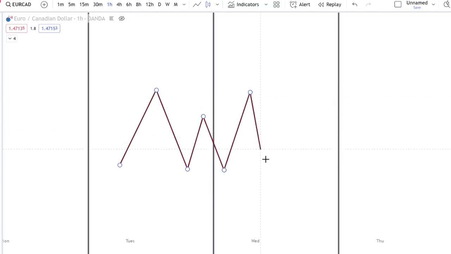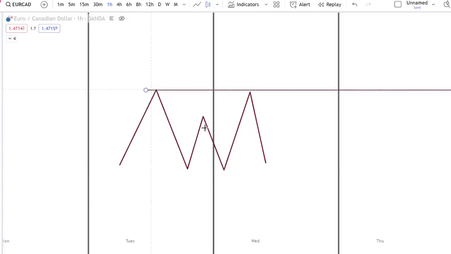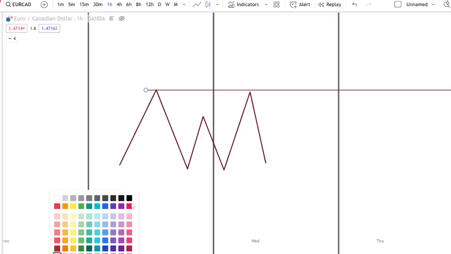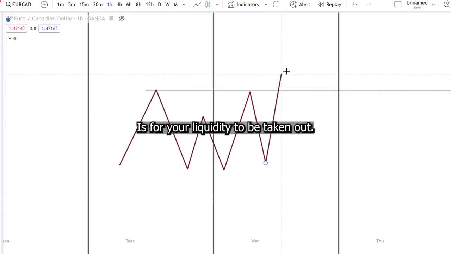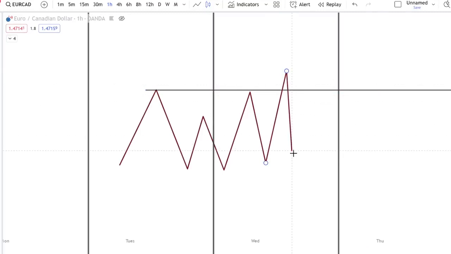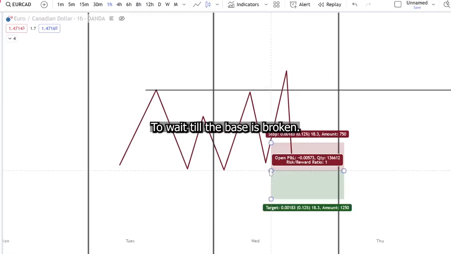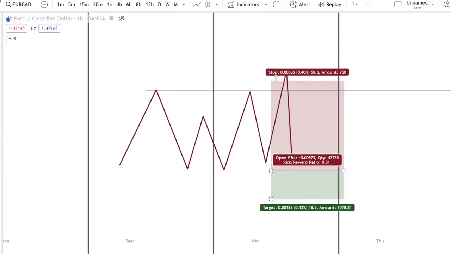Your liquidity being built, and it took 2 days to build your liquidity. So now what you're waiting for is for your liquidity to be taken out. Once your liquidity is taken out and price comes back inside the range, of course, if you're a continuation trader, the correct way to trade continuations is to wait till the base is broken. So once your base is broken, you can take a conservative stop loss right here.